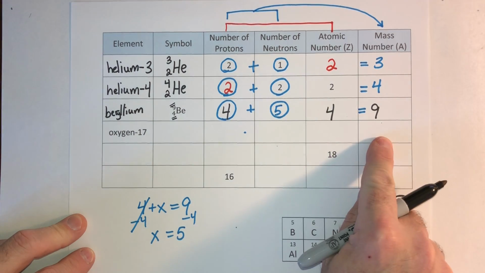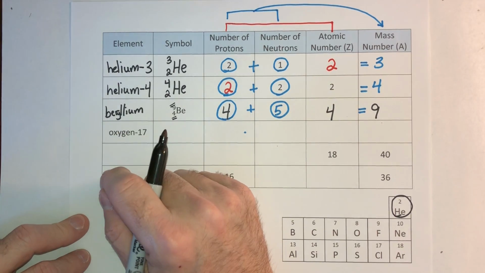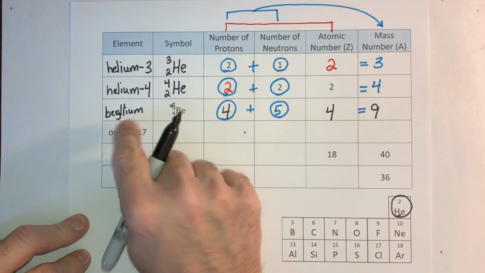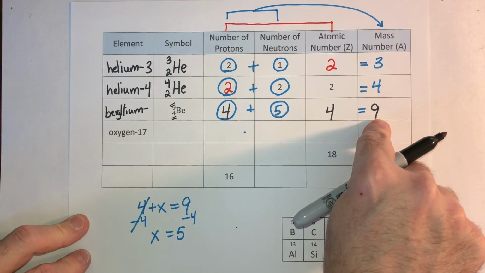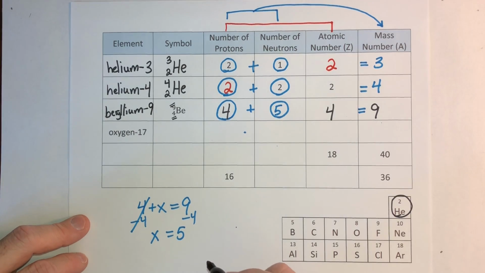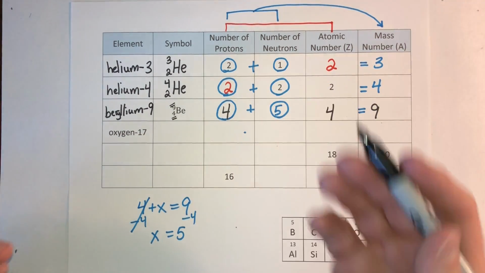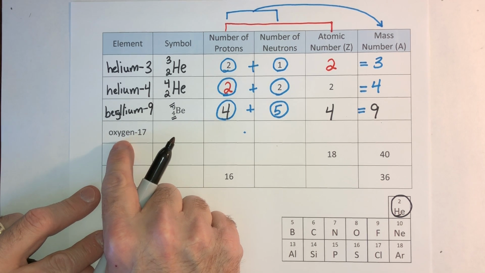All right, let's move on to oxygen. This is oxygen 17. Ooh, I forgot to finish this one. You have to put your mass number at the end. Mass number is 9, so this is beryllium 9. Ooh, I almost messed that one up twice. Forgot the Y and forgot the mass number. All right, let's talk about oxygen 17 now.